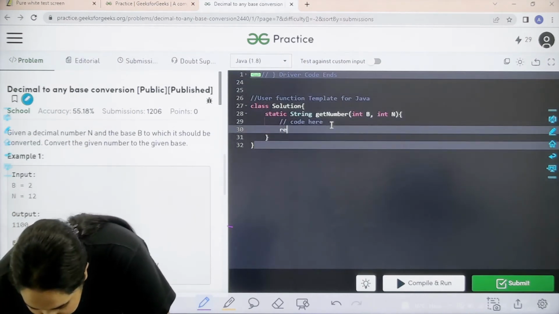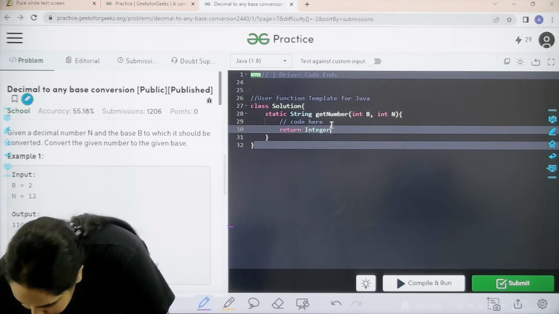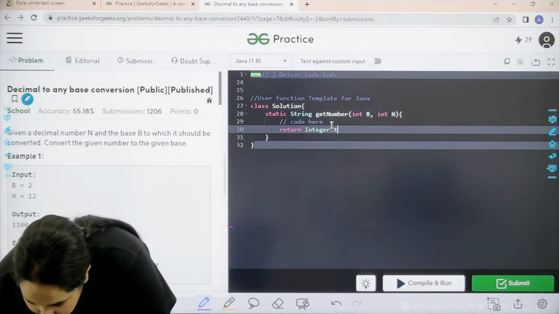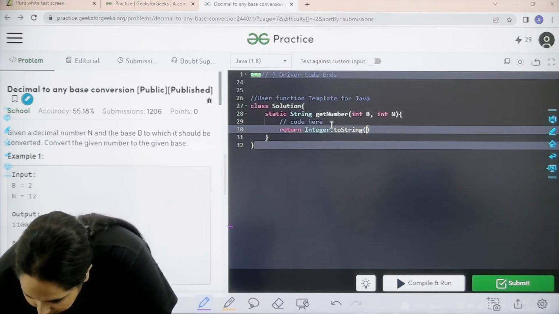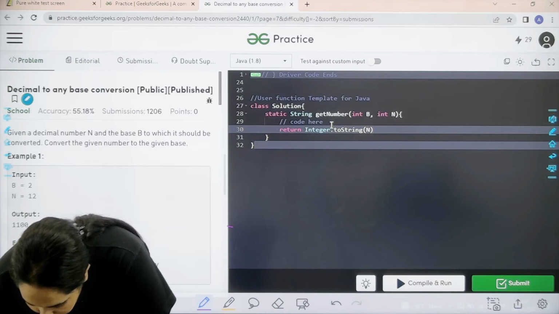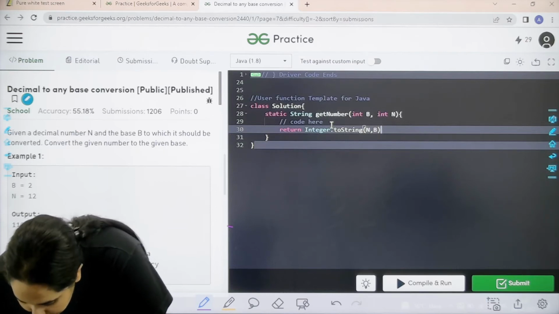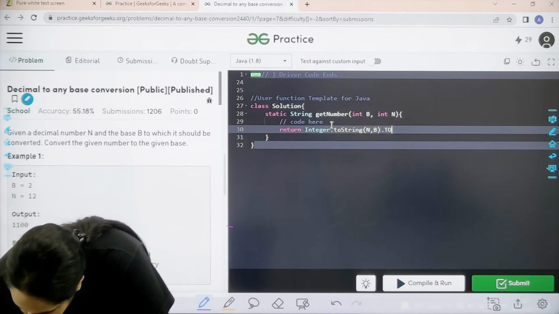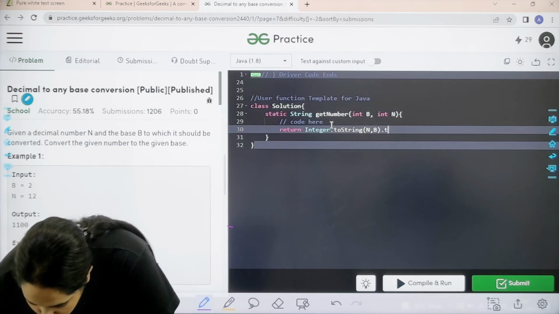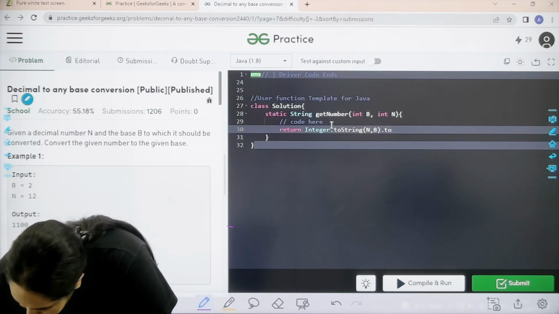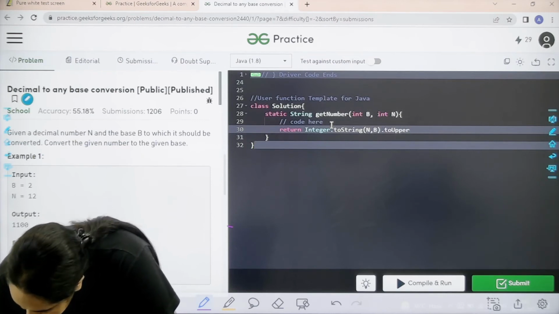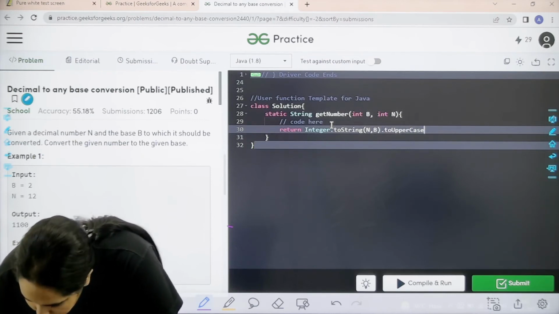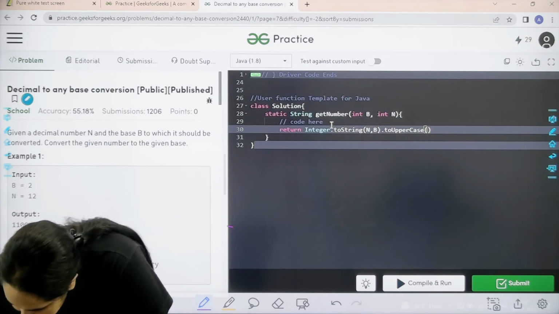So I need to return something. What? The conversion, as a string. For the string, we have two values, n, comma, b, and it should be converted to upper case, and then case and brackets, semicolon.